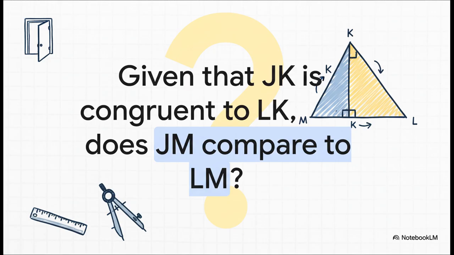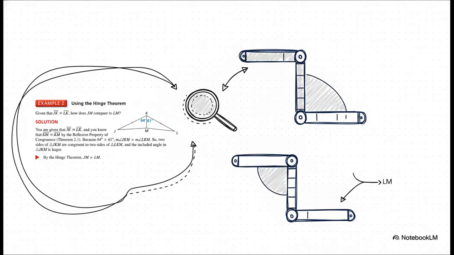So, with that in mind, how does the third side, JM, stack up against LM? And the answer comes right from the hinge theorem. We have our two pairs of matching sides. So what's next? We look at the angles between them. One is 64 degrees, the other is 61. Since 64 is bigger than 61, the side opposite that bigger angle, that's JM, has to be longer than the side opposite the smaller angle, LM. And that's all there is to it.